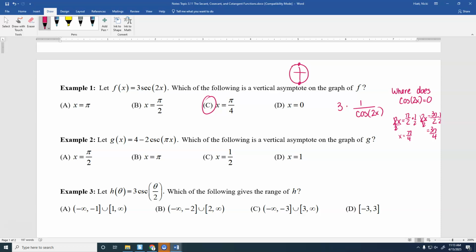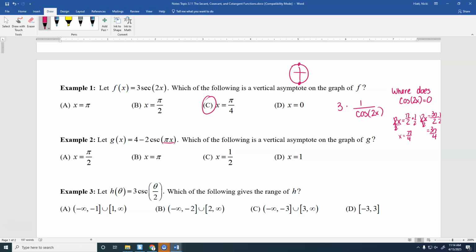Okay. Let's think of example 2. I've got cosecant of pi x. Vertical asymptotes, it doesn't matter if I shift them up or down or stretch them out. That does not affect my vertical asymptotes. It's only horizontal shifts or stretches or shrinks that are going to affect this.